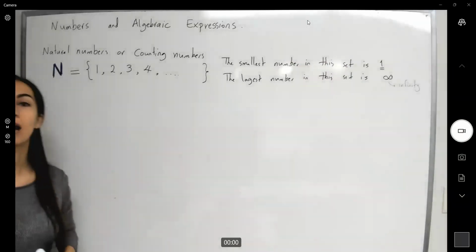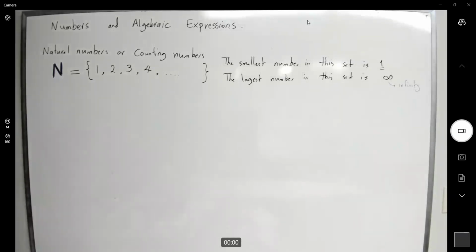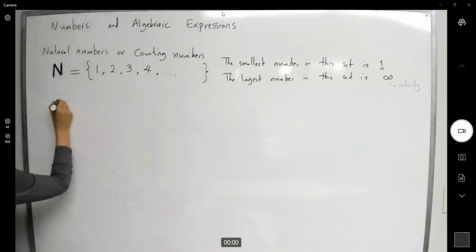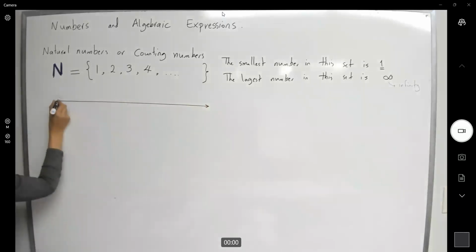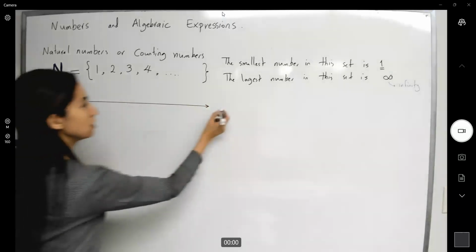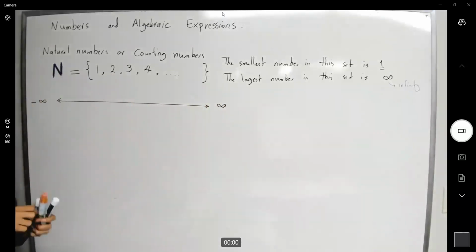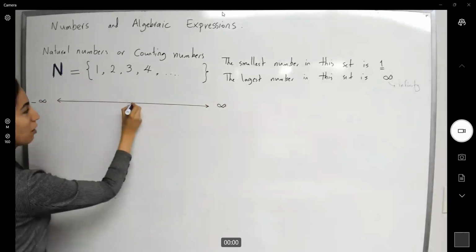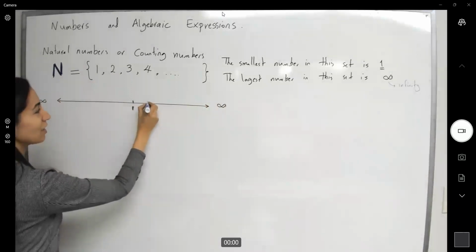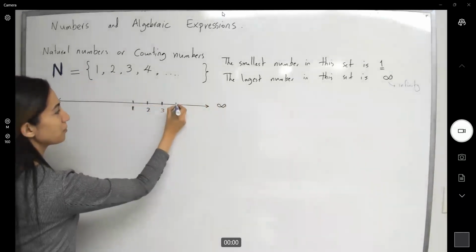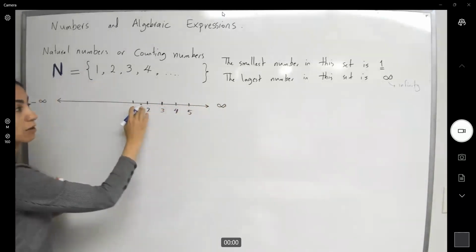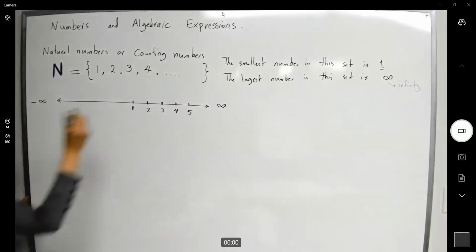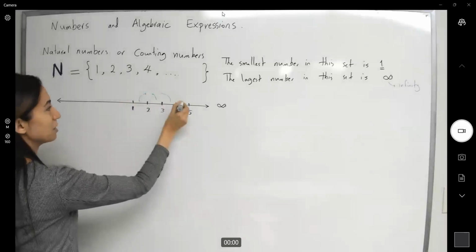Very well, if I ask you to graph this set, you're going to say that I am working with the real line, and on the real line, from negative infinity to positive infinity, do not start at zero. Why is that? Because the smallest number is equal to 1. So I'm going to have 1, then 2, then 3, then 4, then 5, and there are gaps in between these numbers.